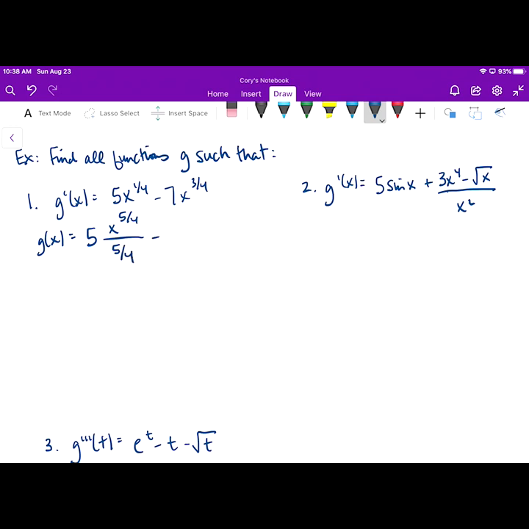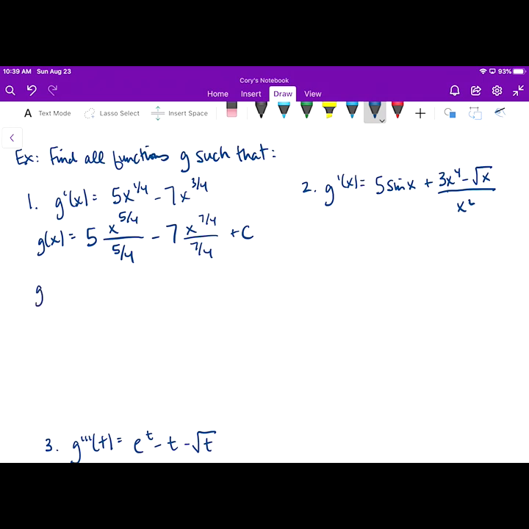Minus, I'm going to take the coefficient 7 and pull it out front. The antiderivative of x to the 3/4 power, again, I'm going to use the power rule for that. So that's going to be x raised to the 3/4 plus 1 power, which is 7/4, and then we're going to divide by the exponent 7/4. And then to that, we're going to add the constant c.